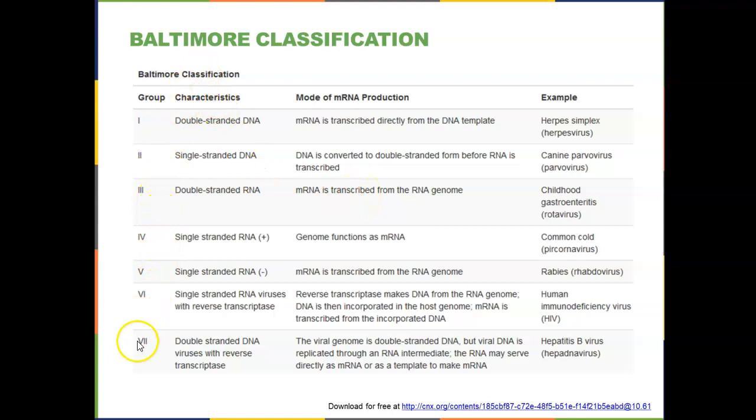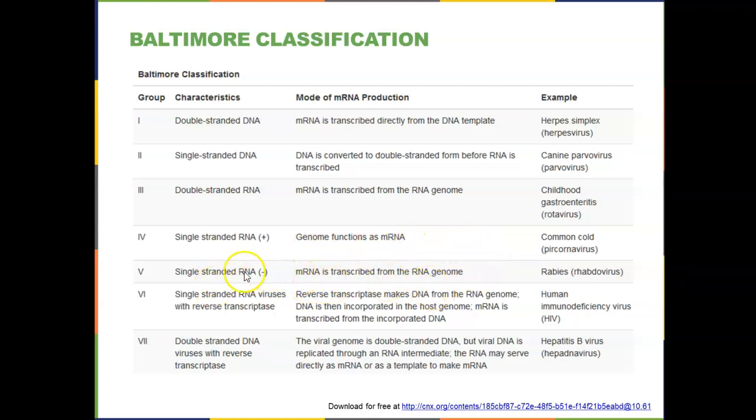This is the most widely used classification system right here, and it has to do with their nuclear material and how messenger RNA is formed. So in this particular case, a double-stranded DNA, the messenger RNA is made directly from DNA. Single-stranded DNA is converted to double-stranded, then you make your RNA from that. Double-stranded RNA is used to transcribe fresh RNA. Single-stranded RNA plus, this stuff acts as the messenger RNA. The inverse right here, this single-stranded negative sense, the messenger RNA is transcribed from the RNA genome.